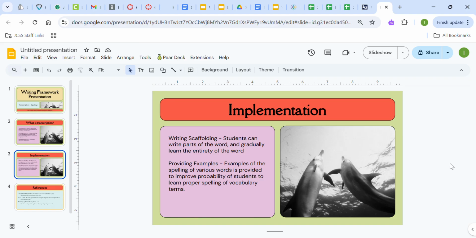The second example mentioned was providing examples. Examples of spelling of various words can be provided to improve the probability of students to learn proper spellings of vocabulary terms. So when you have words like tire, entire, entirety that are included, it will make it a lot easier for students to read those and better comprehend them and understand them for the future.